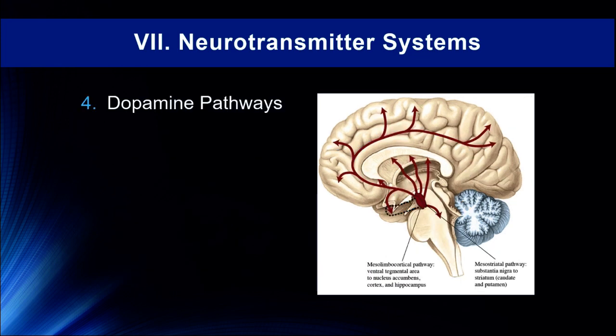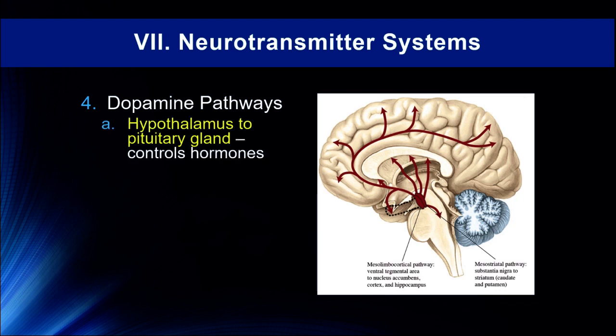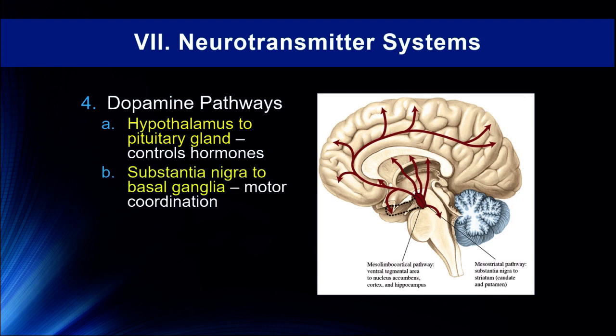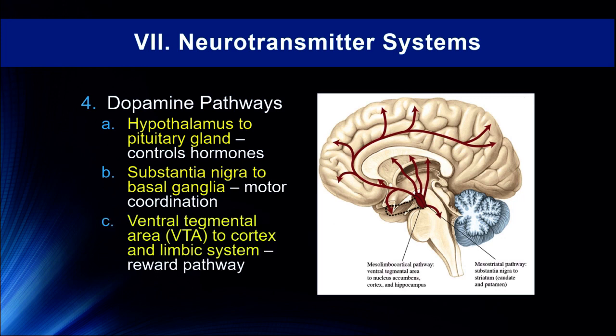Dopamine pathways, which we'll get into in a little bit more detail, include the hypothalamus to pituitary gland route, which controls the release of a variety of hormones. From the substantia nigra to the basal ganglia, this is involved in our motor coordination, and in fact, Parkinson's disease is primarily a degradation of those dopaminergic neurons in the substantia nigra.